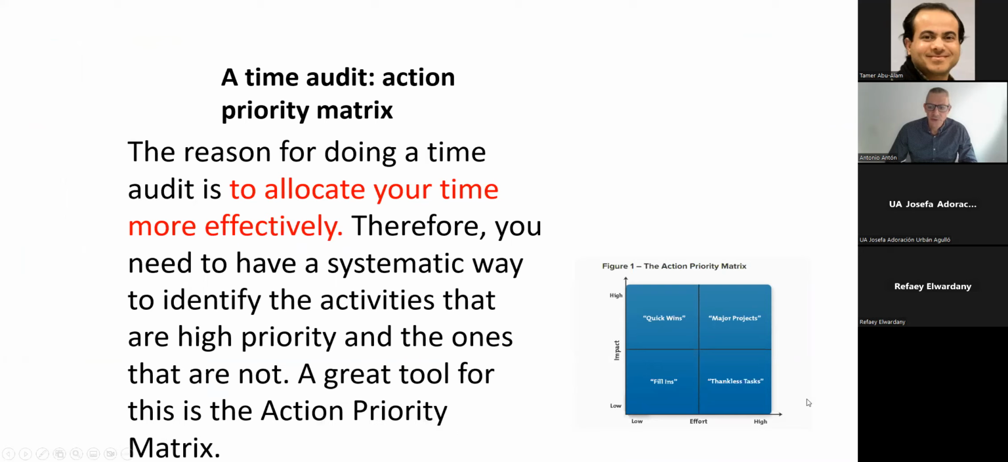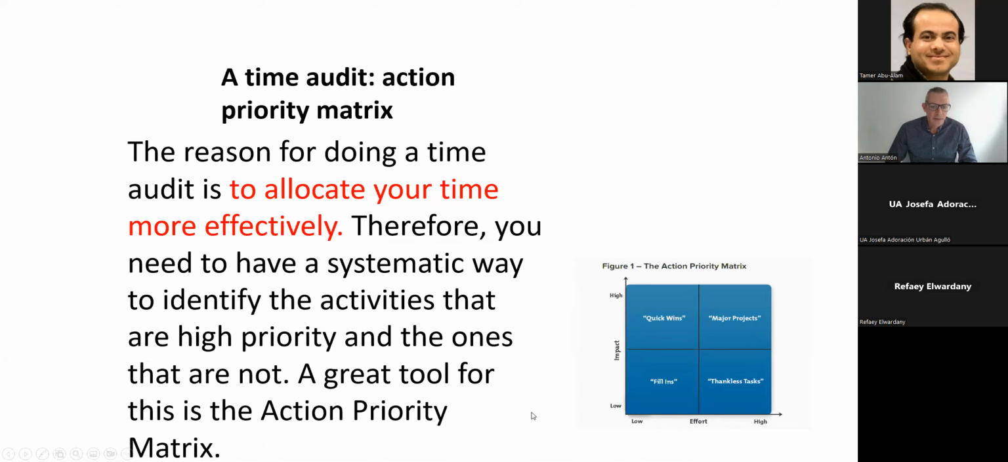And this is a matrix here. This is the action or priority matrix, which is divided in two parts: the effort and the impact. Remember that this is different from the other matrix, which measures importance and urgency. There are two variables that are different. In this case, we are focusing on the impact and the effort. The first variable is impact and the second variable is effort.